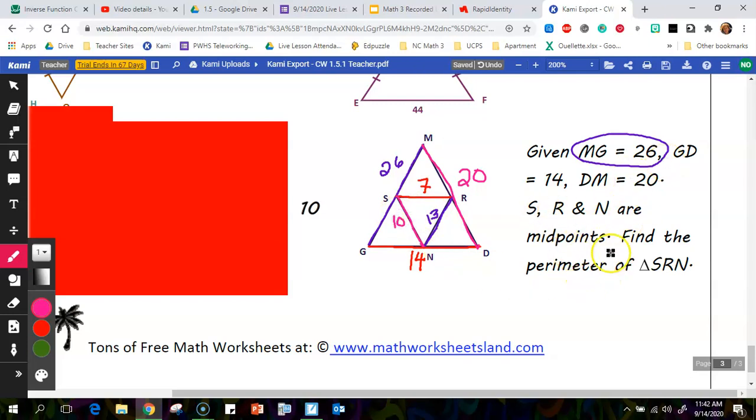Okay, S, R, and N are midpoints, so these are mid-segments. Find the perimeter. Perimeter means that it's the distance around. So we have to add all the segments. So we would have to add 10 plus 13 plus 7. And that is 30. So that would be our answer to that one.